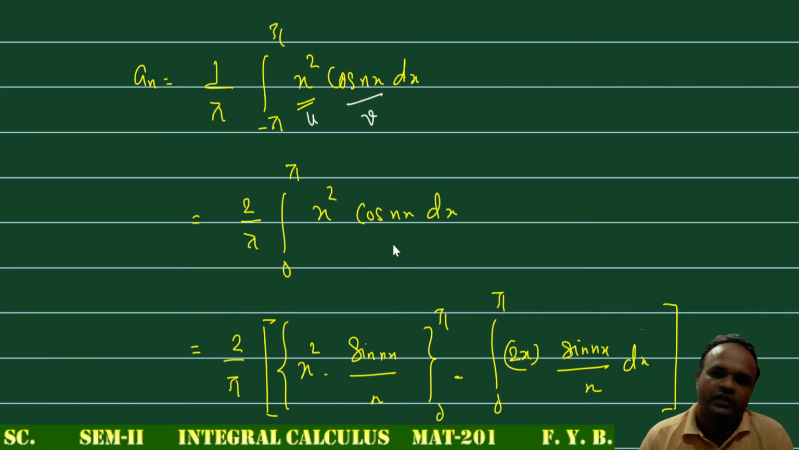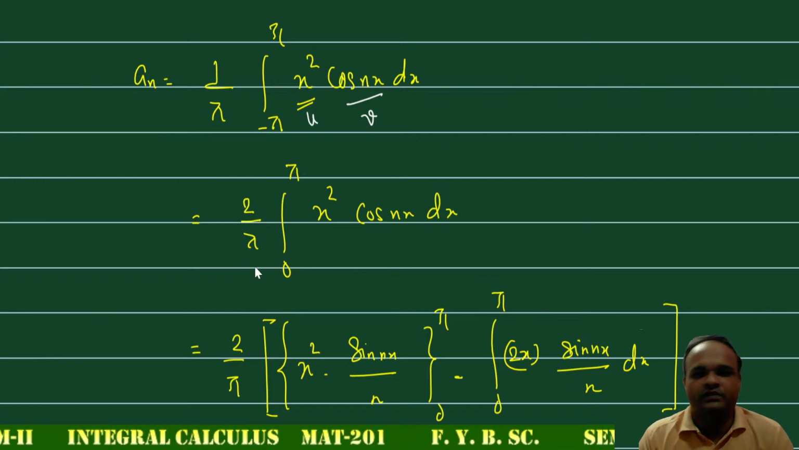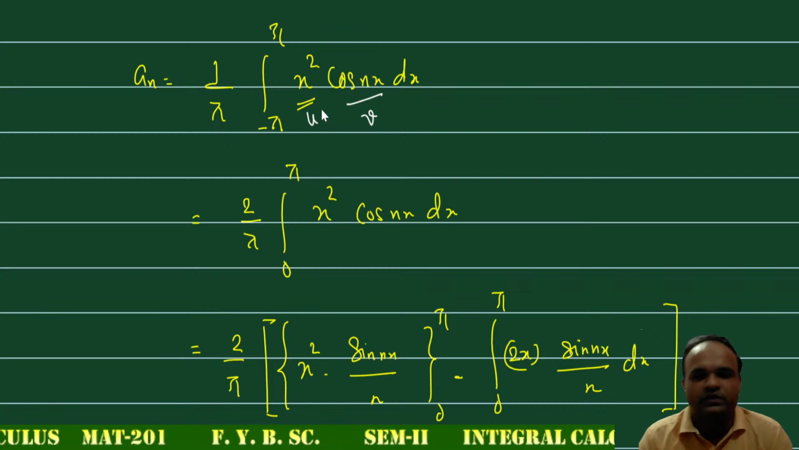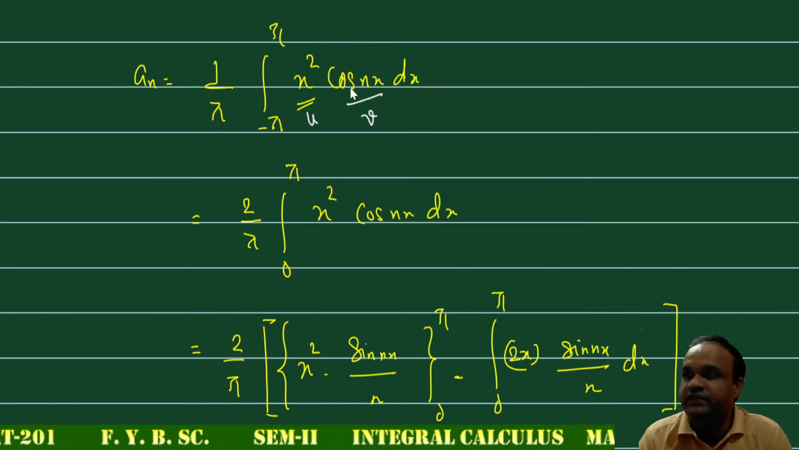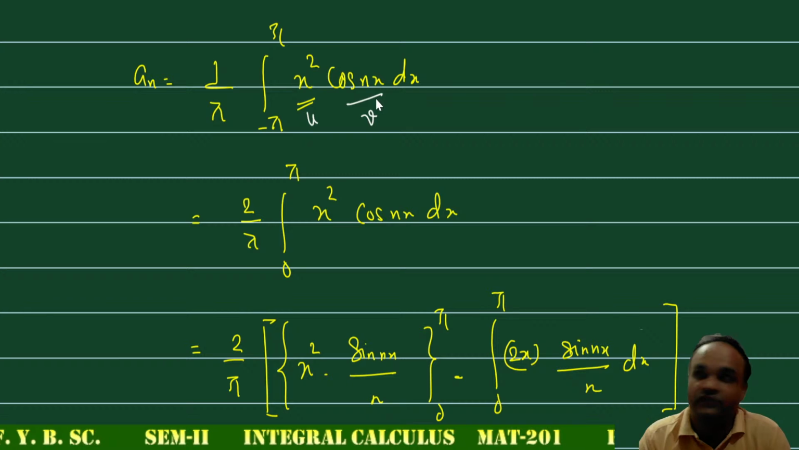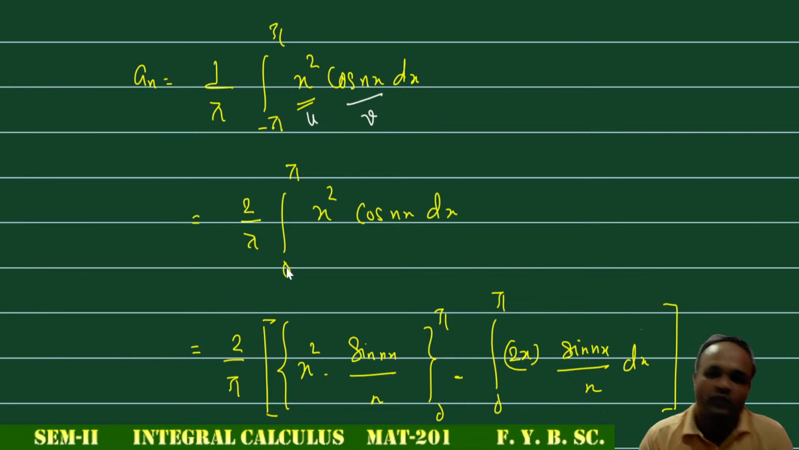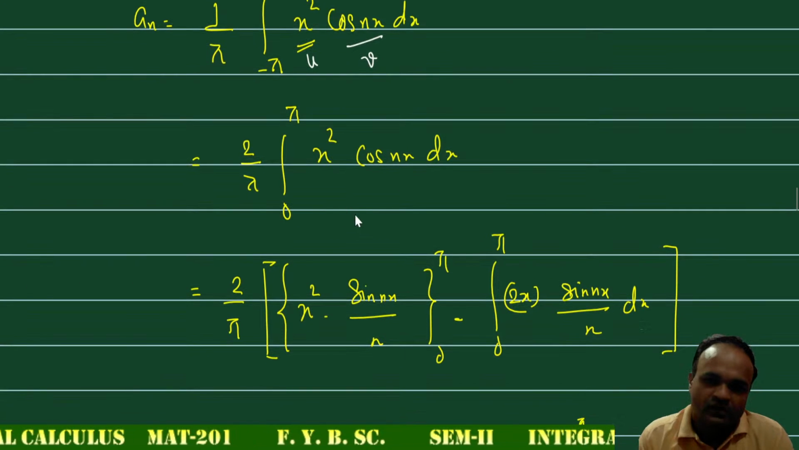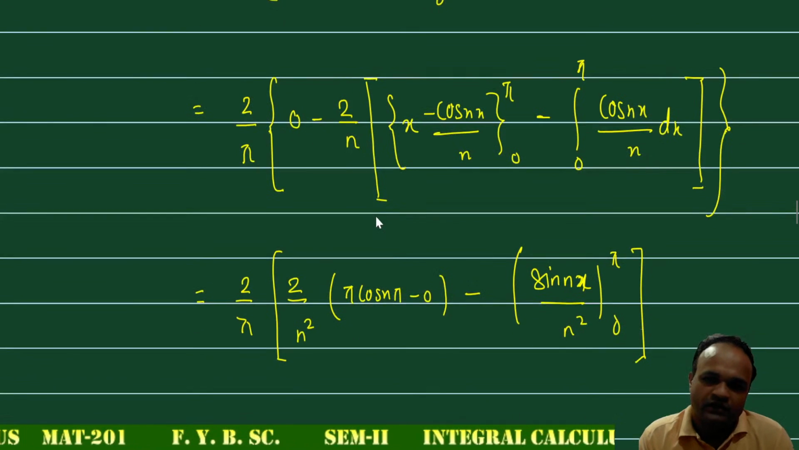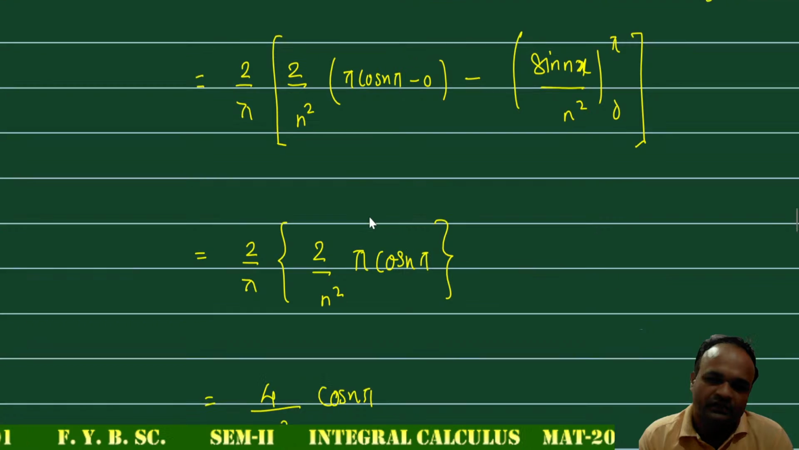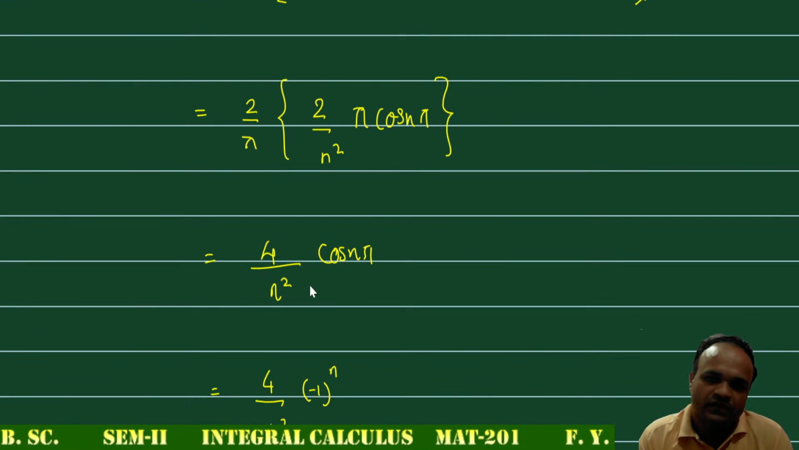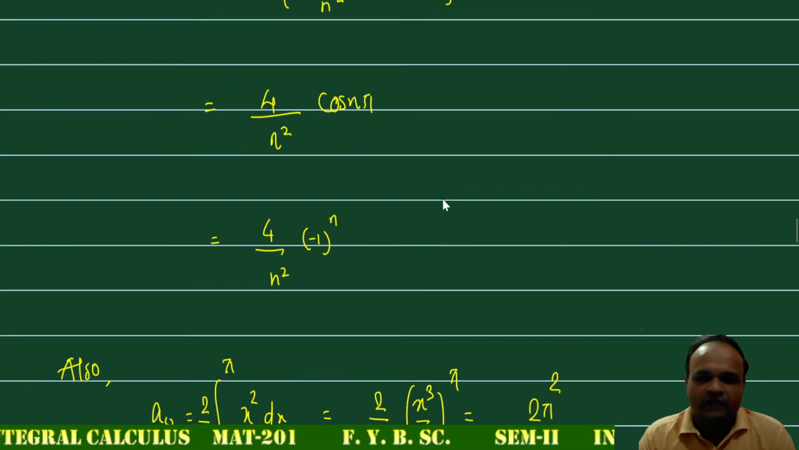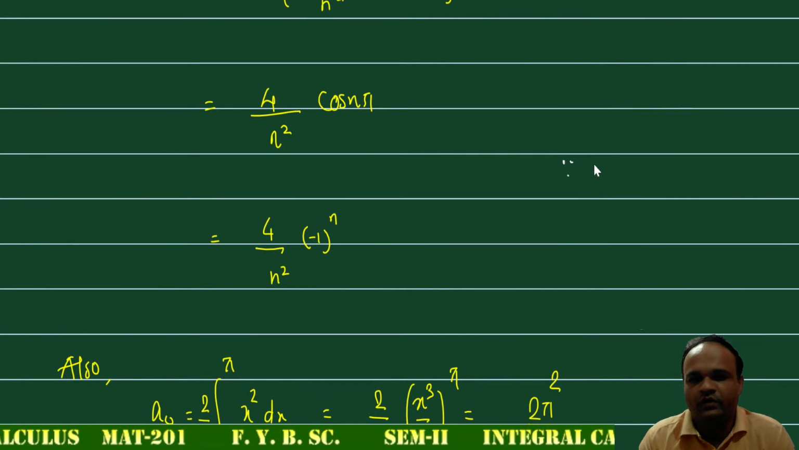So using integration by parts, this integration will be 2 upon pi integration from 0 to pi. Here x square is an even function, cos nx is an even function, even into even is even. So that will imply 2 upon pi integration from 0 to pi x square cos nx dx. Using integration by parts, the value of this integral will be 4 upon n square cos n pi.